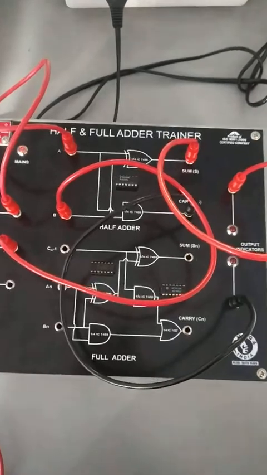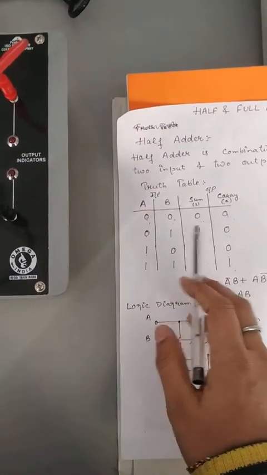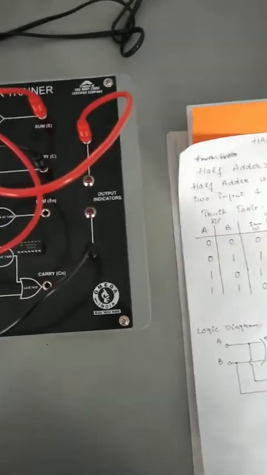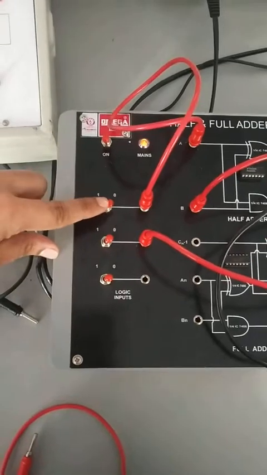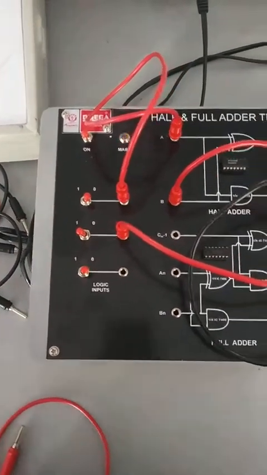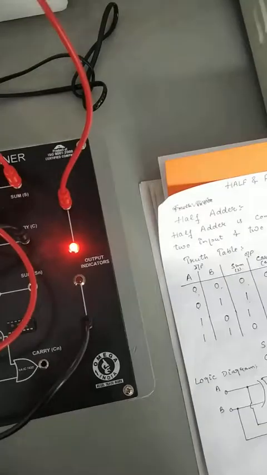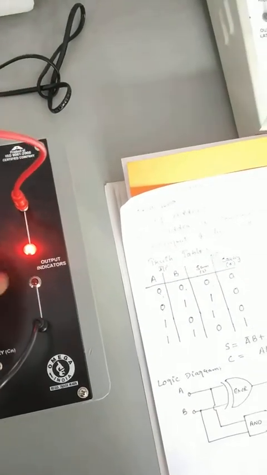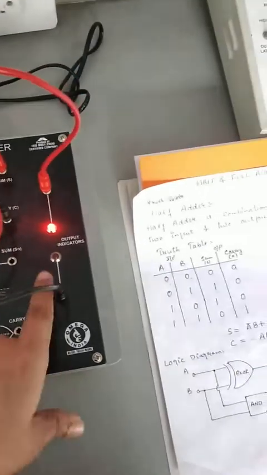Now the next combination, that is 0 and 1. I make A 0 and B 1. You have to see the output: the sum will be 1 and the carry will be 0. From here you can see that this indicator glows, so the sum is 1, and the carry is 0.